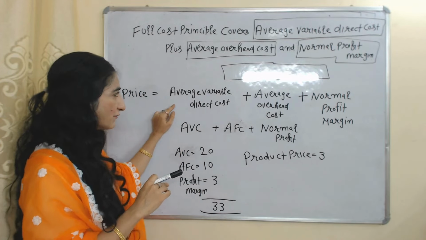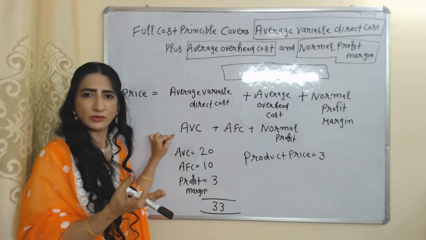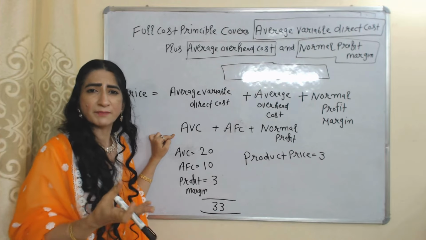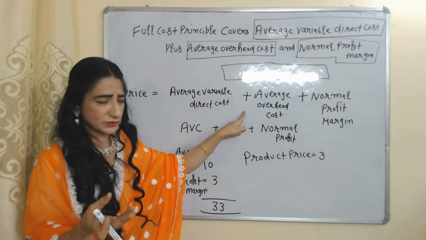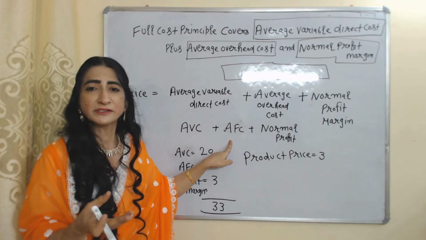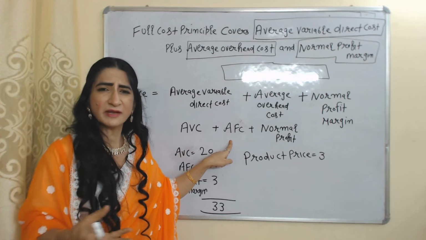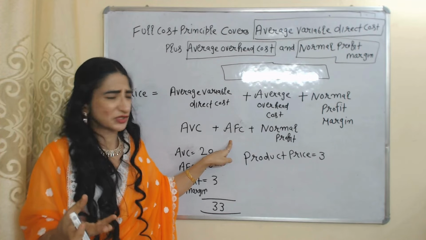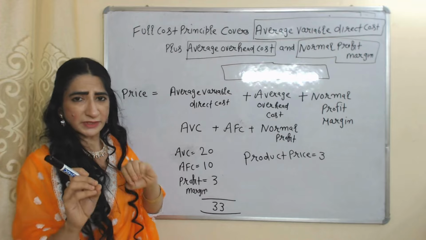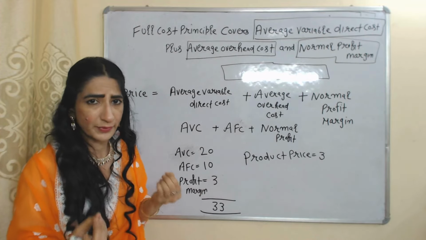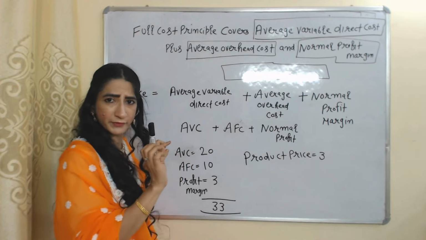As we know, average variable direct cost simply is our average variable cost, and average variable cost is per unit variable cost. For example, per unit cost of raw material, per unit cost of labor. And average overhead cost is our average fixed cost, and average fixed cost is per unit fixed cost. For example, per unit cost of machinery, per unit cost of tools, equipment, etc. And the normal profit margin simply is our normal profit. So according to this principle, whenever we decide our product price, we will consider our average variable cost, average fixed cost plus normal profit margin.